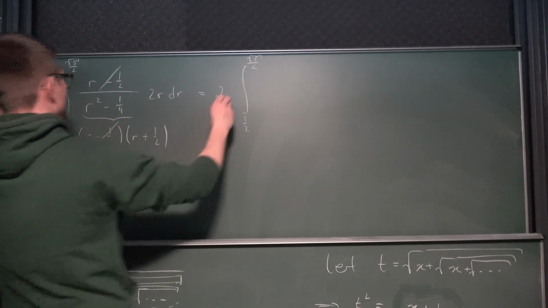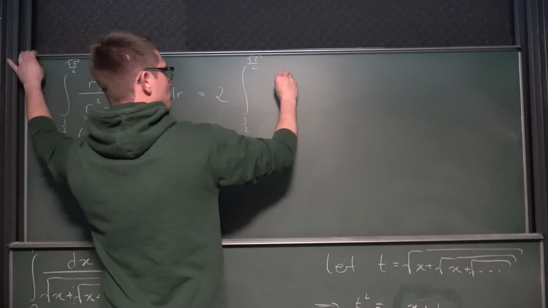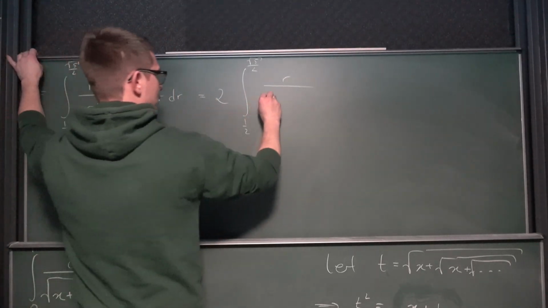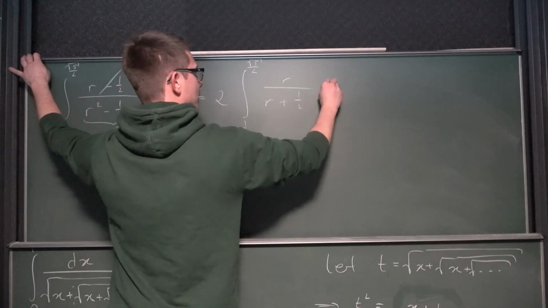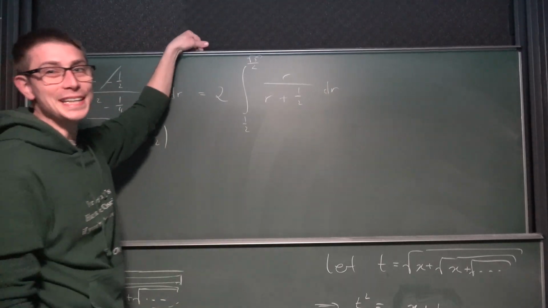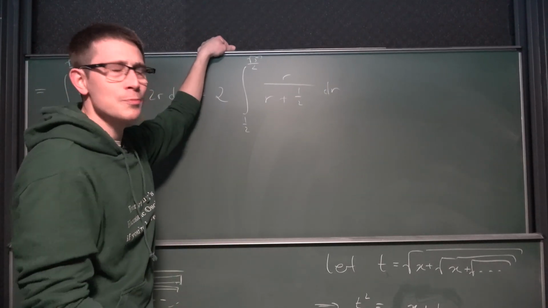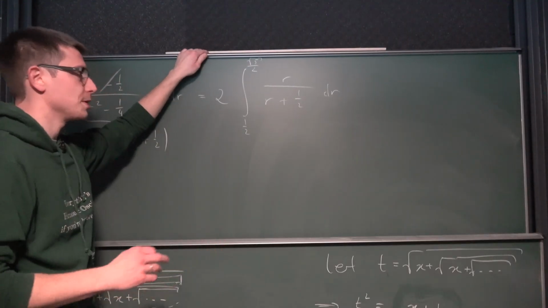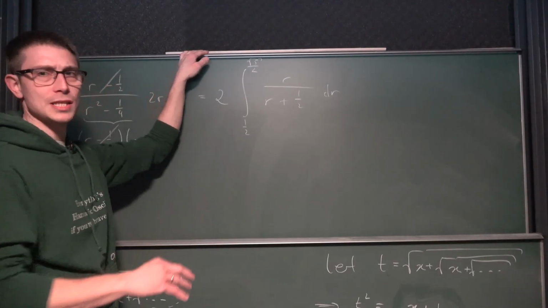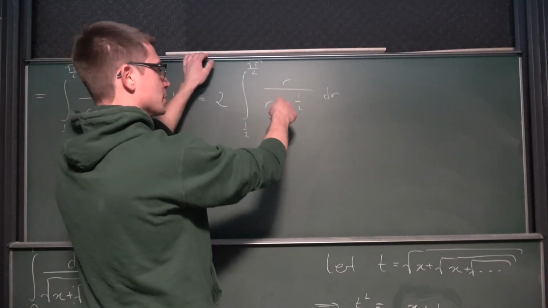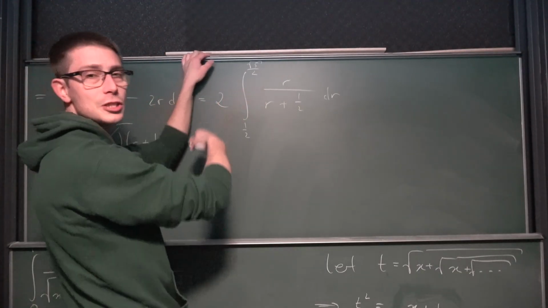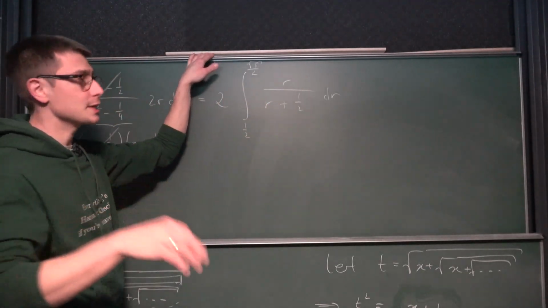And then we are going to get just r in the numerator divided by r plus 1/2 dr. And this is actually really tame now, and we have done several integrals of this form on this channel already. You can introduce substitutions and so on, but we can actually go an easier route here.